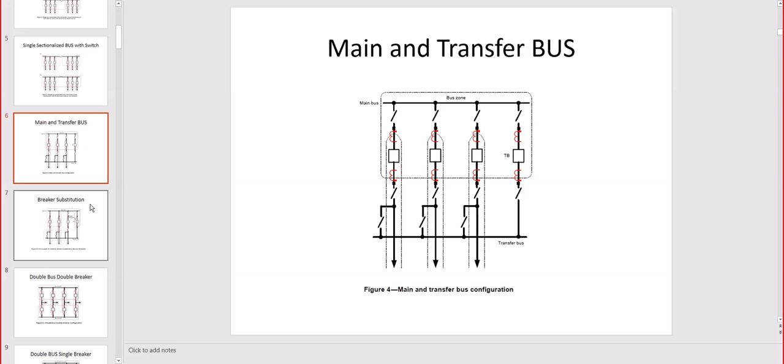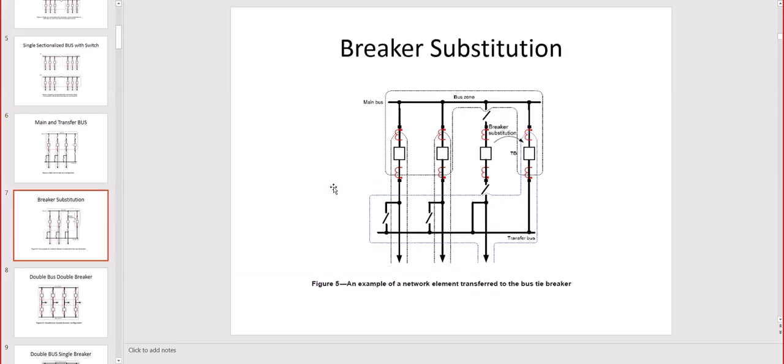So this is another configuration, breaker substitution. This is kind of an economic version of the double bus double breaker. So you only have one breaker on the right hand side, the TB, the transfer breaker, and then you have the main bus on the top and the transfer bus on the bottom. This time this transfer breaker is the one that will supply from the main bus to the transfer bus. And this is showing you the transfer when it's happening from the breaker that you substitute.